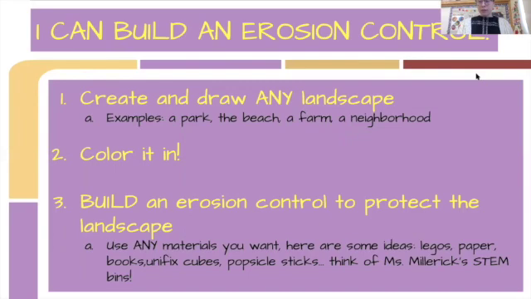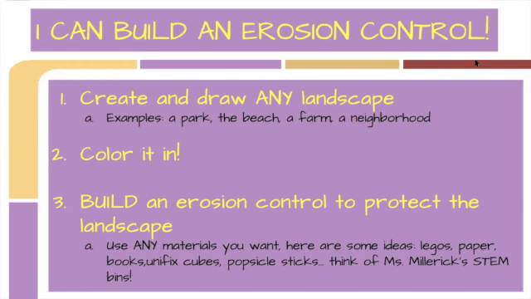Your task for science, all on your own, is to build an erosion control, right? And here are the steps. It says, first, create and draw any landscape. And I gave you some ideas. You can draw a picture of a park, the beach, a farm, a neighborhood, anything you can think of. Second, you're going to color your drawing in. And I want your drawing to be big, right? Take up an entire blank piece of paper, or if you use your journal, take up 2 whole pages in your science journal. Color it in.